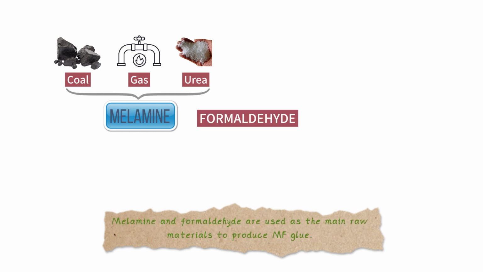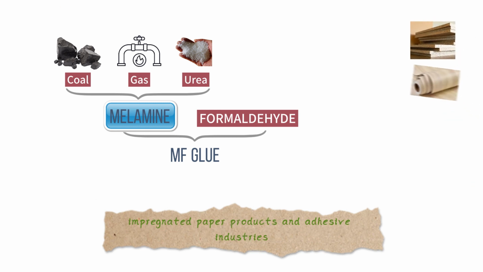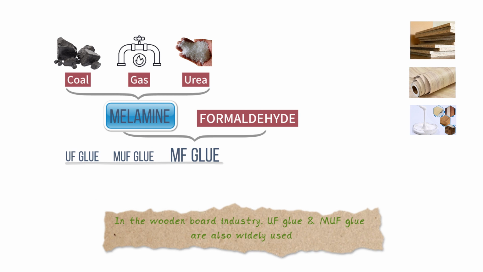Melamine and formaldehyde are used as the main raw materials to produce MF glue, which is widely used in wood processing, impregnated paper products, and adhesive industries. At present, the consumption of board and impregnated paper accounts for 58% of the domestic consumption structure of melamine. In the wooden board industry, UF glue is also widely used.